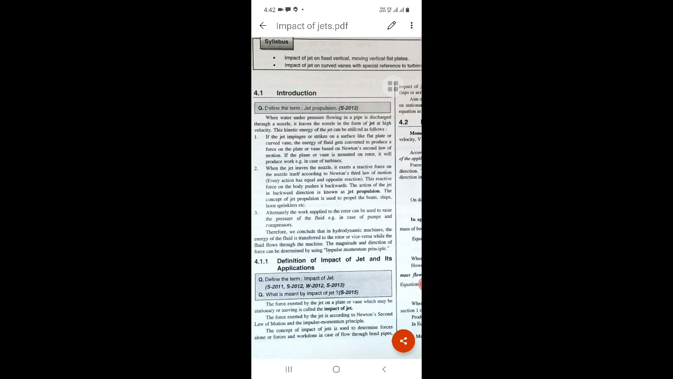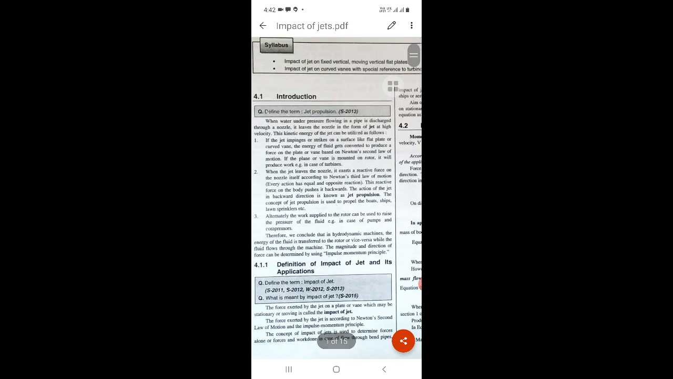If the plate or vane is mounted on a rotor, it produces work. The second case is when the jet leaves the nozzle, it receives some reactive force. According to Newton's third law of motion, every action has an equal and opposite reaction. This reactive force pushes backwards. This backward motion is known as jet propulsion. The concept of jet propulsion is used in boats, ships, rockets and sprinklers.